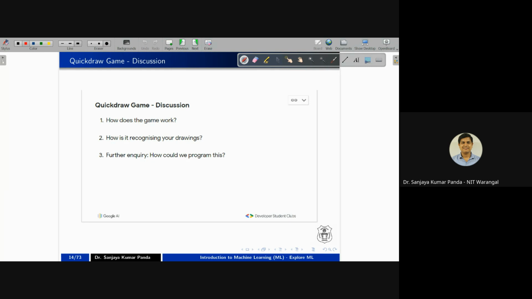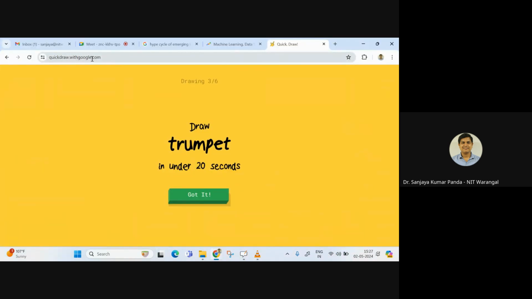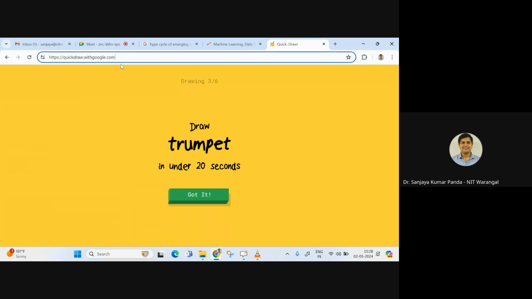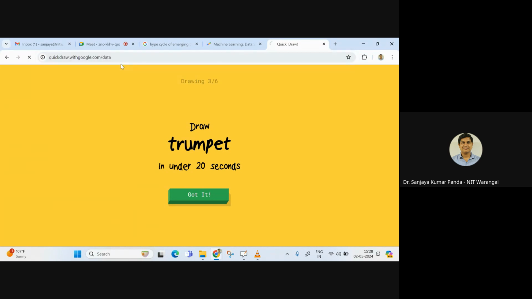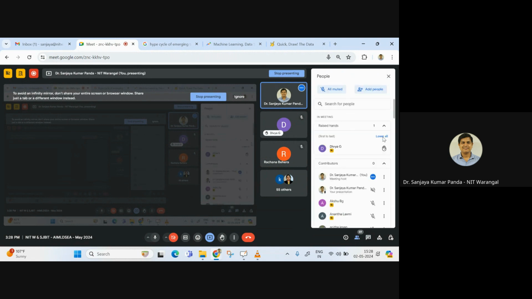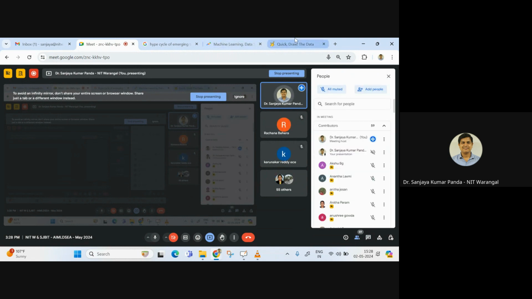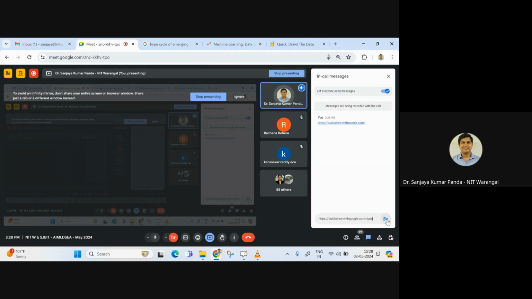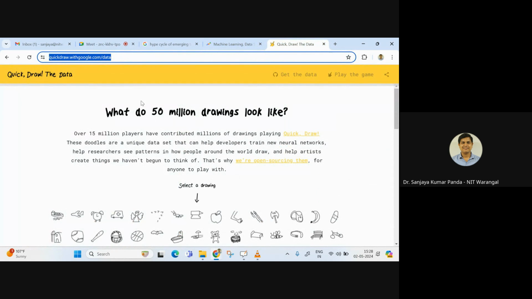And how could we program this? If you want to do some kind of recognition of various objects, how are we actually going to write the code for it? For this, you can go to quickdraw.withgoogle.com and simply write /data. I'll share this link with you. So all of you click this link. Here, I have just added /data, nothing else.